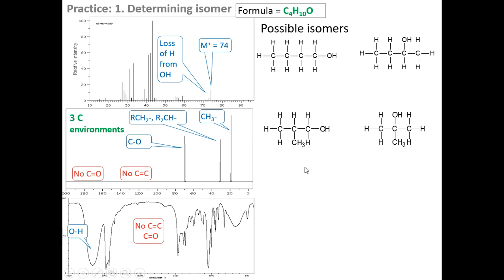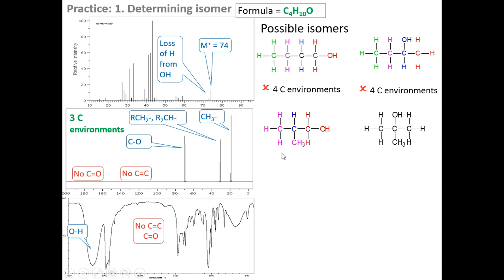So the next step, once we've drawn those isomers, is to look at the number of carbon environments, and we've got 3 carbon environments. So we check each of these isomers to see how many carbon environments they've got, and you can see there are 4 different environments because each of these carbons don't have identical groups on them. So it can't be this first option, it can't be the second option either.